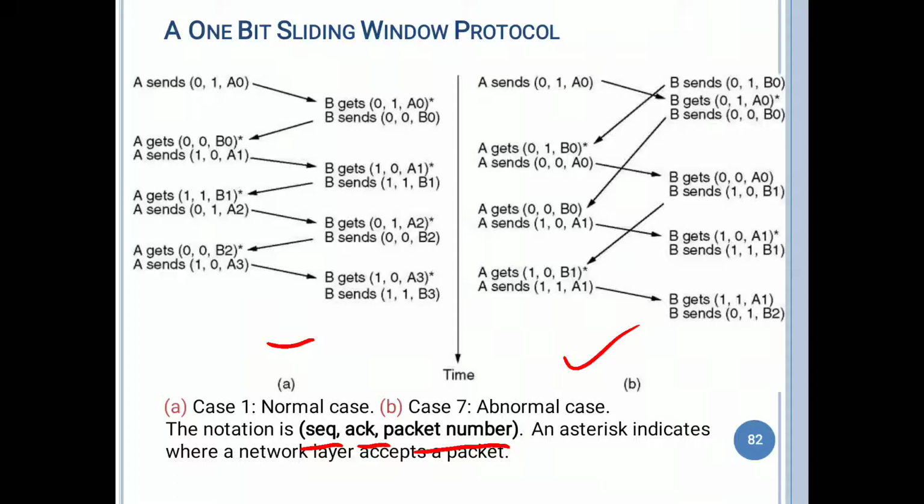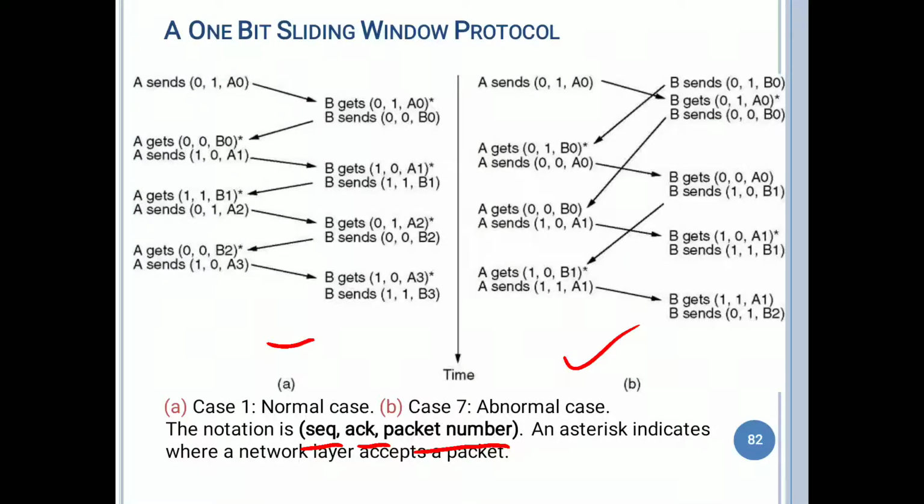Now B starts sending because it is a bidirectional data transmission. So A sends the data, and once it is received by B, B simply starts sending its data. So now B sends 0 0 B0. 0 0 B0 is received by A, 0 0 B0 star. Now after receiving the acknowledgement, A starts sending the next one.